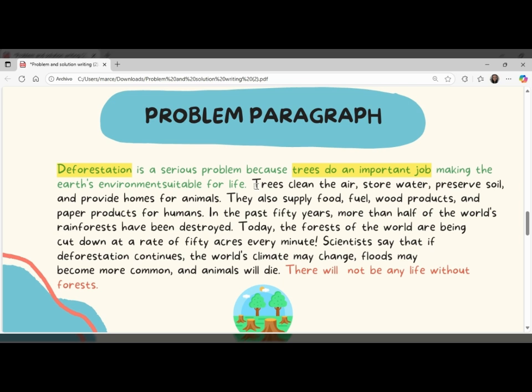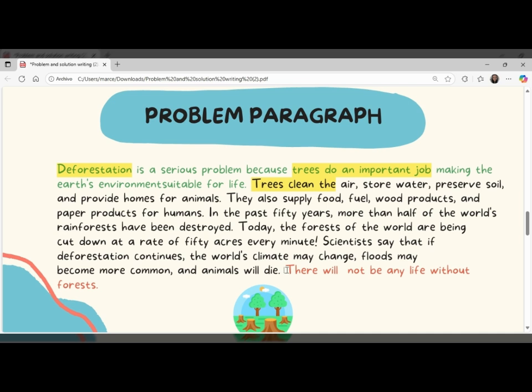For example, I mentioned that they clean the air, they store water, they provide shelter for animals, they supply food, wood products, and paper for humans. So when you are presenting a problem, you need to provide examples based on real life. So you reinforce the seriousness of the problem.